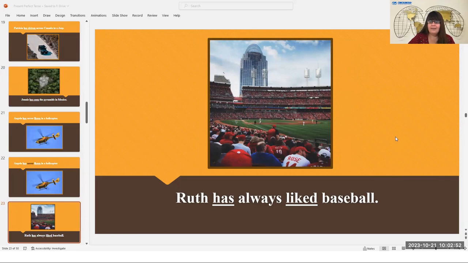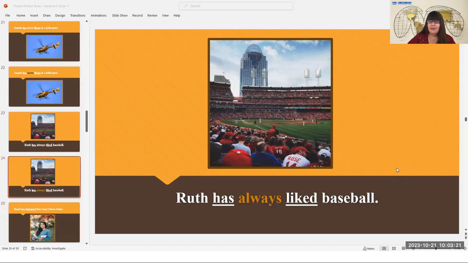Ruth has always liked baseball. Now, this is our first example where we have the word always, and always just means her entire life. When she was a little girl, she liked baseball. When she was a teenager, she liked baseball. As a young adult, she liked baseball. She continues to like baseball today. So always. So that's why we have that word always in this sentence. I have always lived in the United States. So all my life, I have lived here.